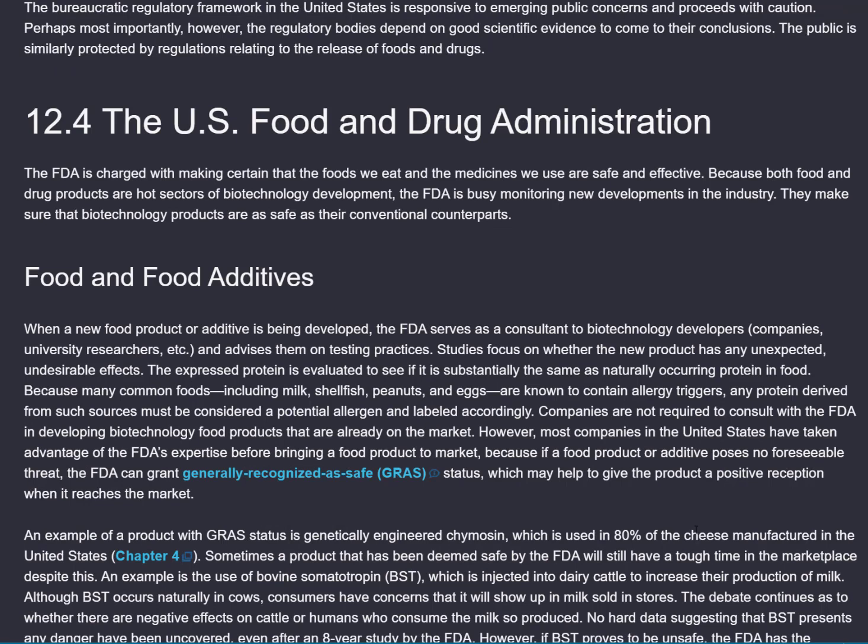The bureaucratic regulatory framework in the United States is responsive to emerging public concerns and proceeds with caution. Perhaps most importantly, however, the regulatory bodies depend on good scientific evidence to come to their conclusions. The public is similarly protected by regulations relating to the release of foods and drugs.